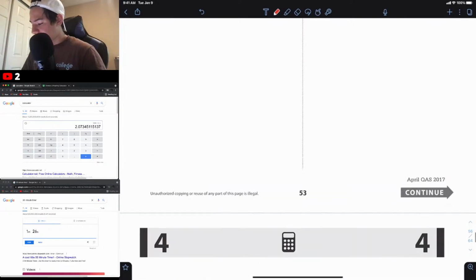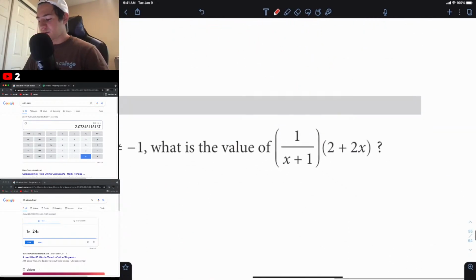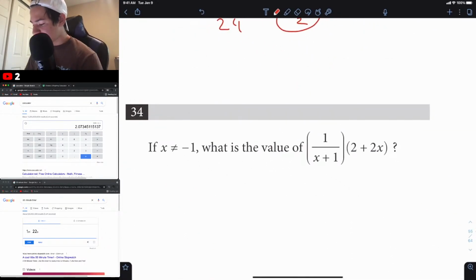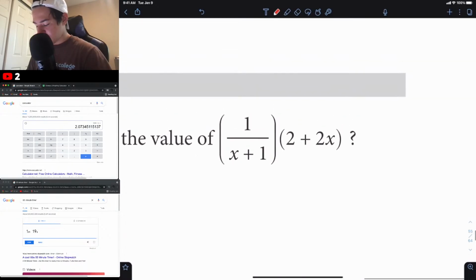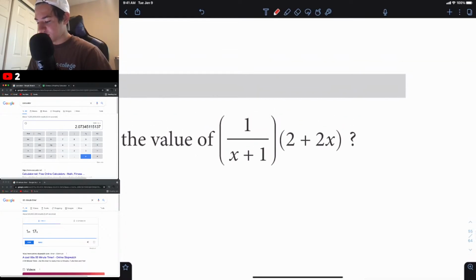Oh my god, we have no time. All right, what do we have to do here? Oh, this problem. If x is not equal to -1, what is the value of... I'm just not getting it.